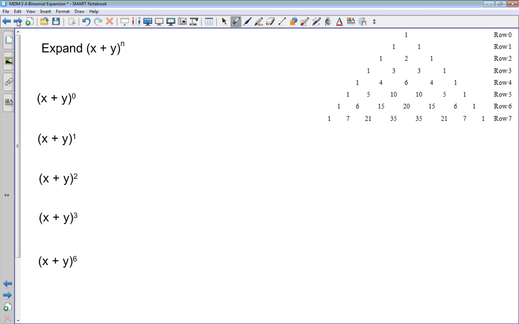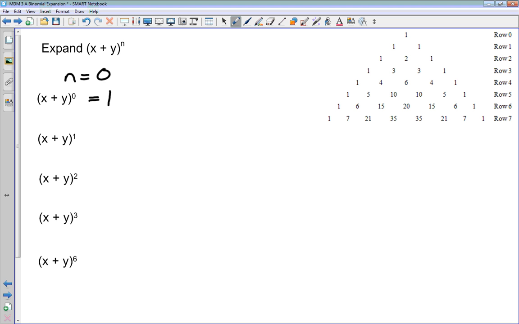Okay? In our first one, we've got (x + y) to the 0. So n equals 0. All right? What is (x + y) to the power of 0? Well, what's anything to the power of 0? It's just 1. Notice, what do we have up in row 0 of Pascal's triangle? We've got just a 1.